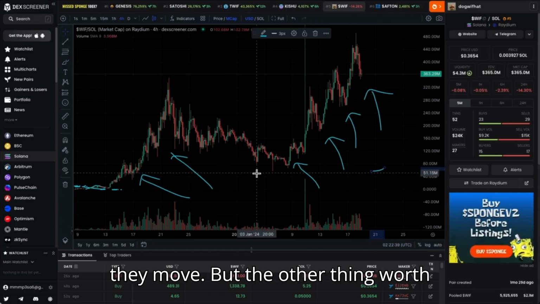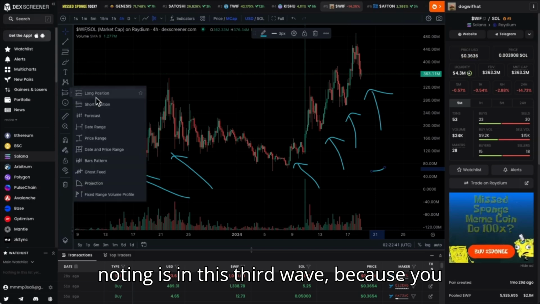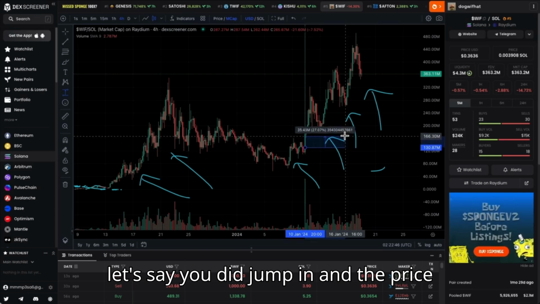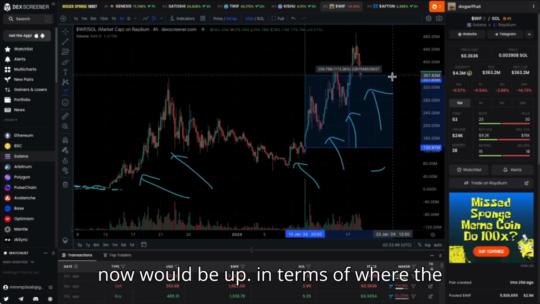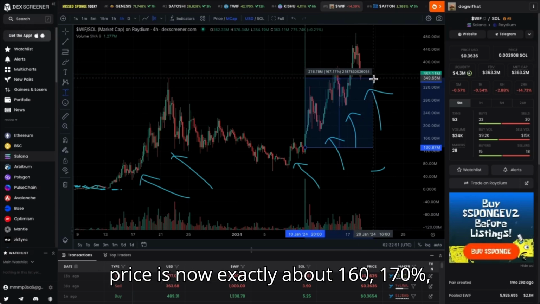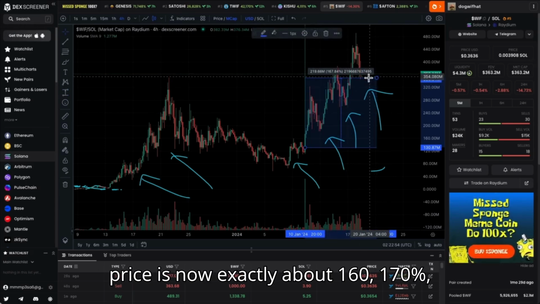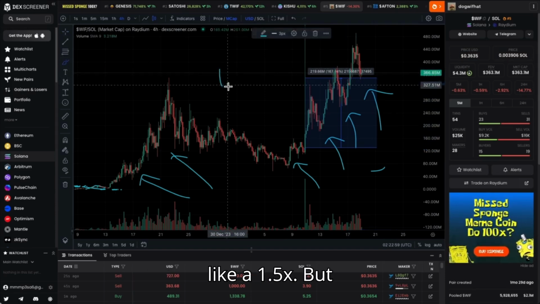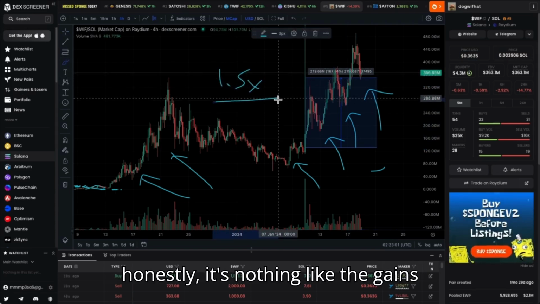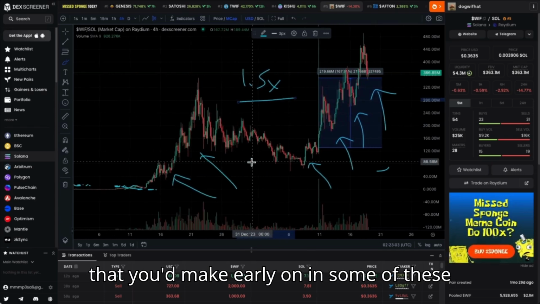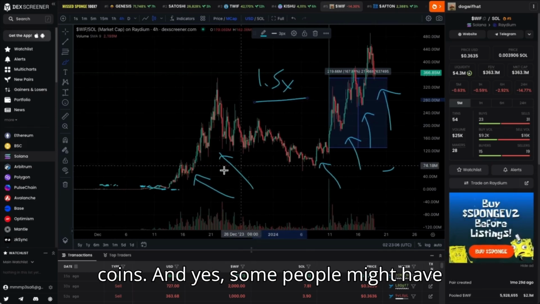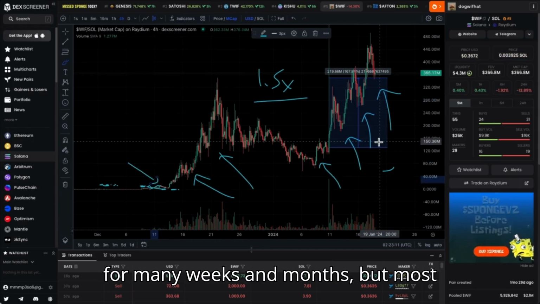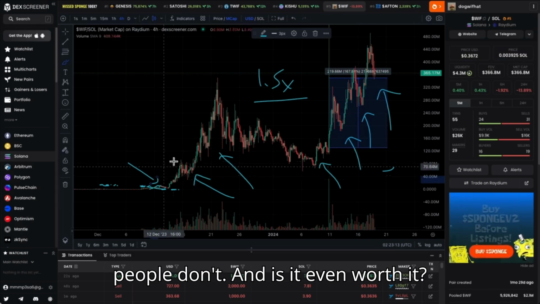But the other thing worth noting is in this third wave, because it's very difficult to catch these things perfectly, let's say you did jump in, the price now would be up about 160, 170%, which, yeah, it's good. It's like a 1.5x. But honestly, it's nothing like the gains that you'd make early on in some of these coins. And yes, some people might have the conviction to buy here and then hold for many weeks and months, but most people don't. And is it even worth it?